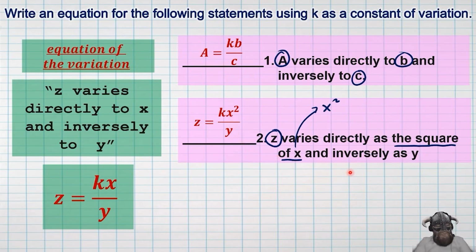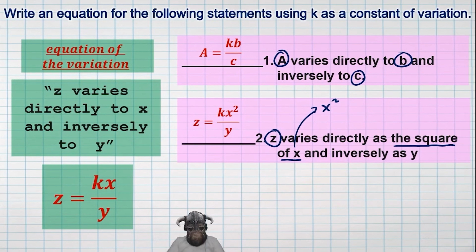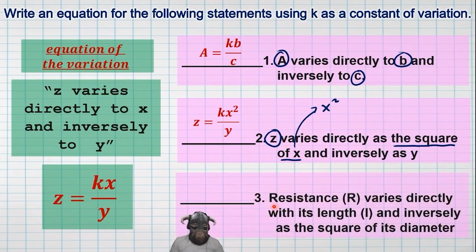So, let's try to have this third example rather. So, the resistance R varies directly with its length L and inversely as the square of its diameter. So, for this one, let's try to consider this R as our first quantity, and the length will be the second, and the third will be the square of its diameter. So, yan. So, square of its diameter, we can interpret this as D, but in this case, square of its diameter daw, kaya naging D squared.